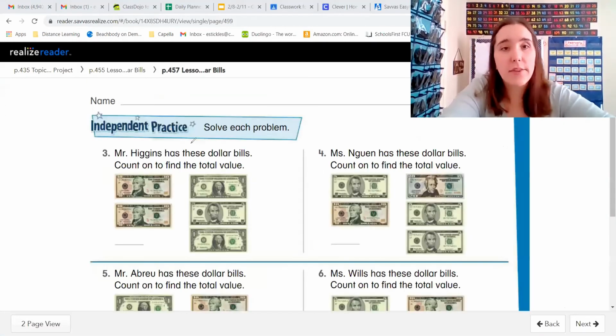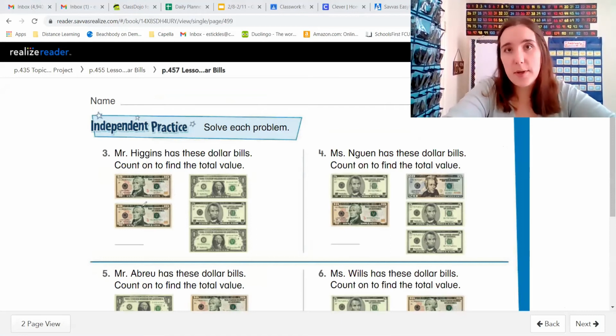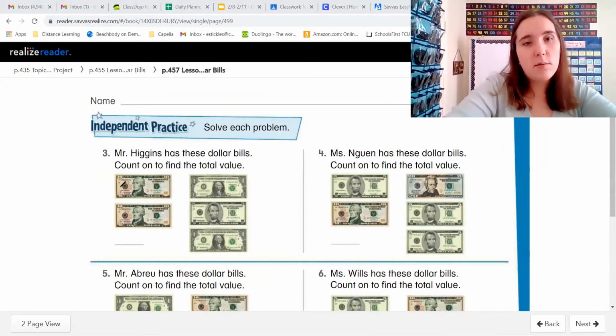Okay, let's do number 3 together. So Mr. Higgins has these dollar bills. Count on to find the value. So let's start with the biggest bills. Those are going to be our $10 bills because we have 10s, we have 5s, and we have 1s. So I'm going to start with my 10s because they have the greatest value. So $10 plus 10 more dollars would be how much? $20. Plus 5 more dollars would be how much?